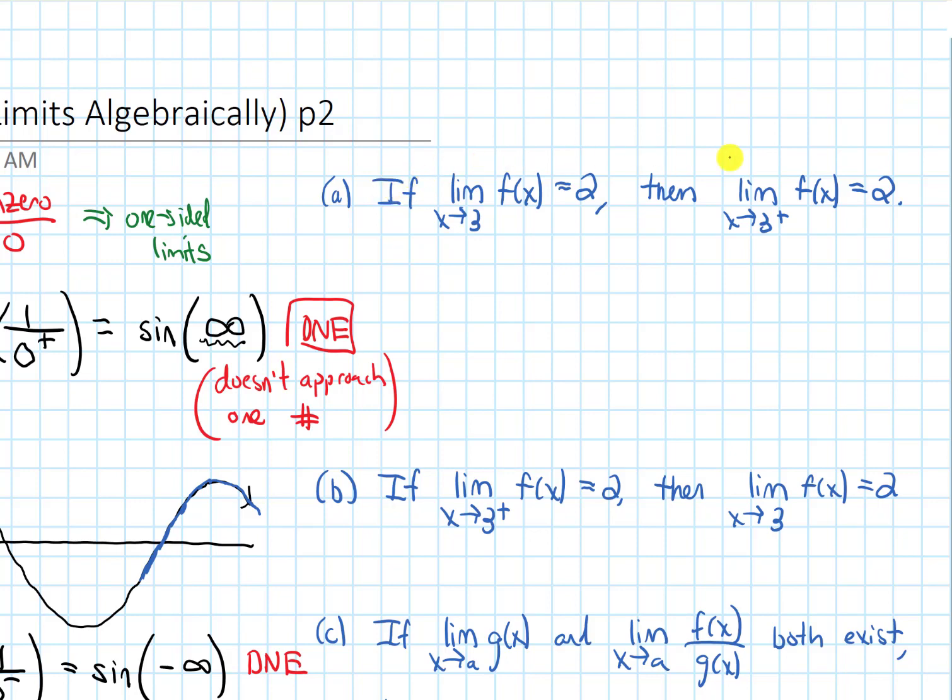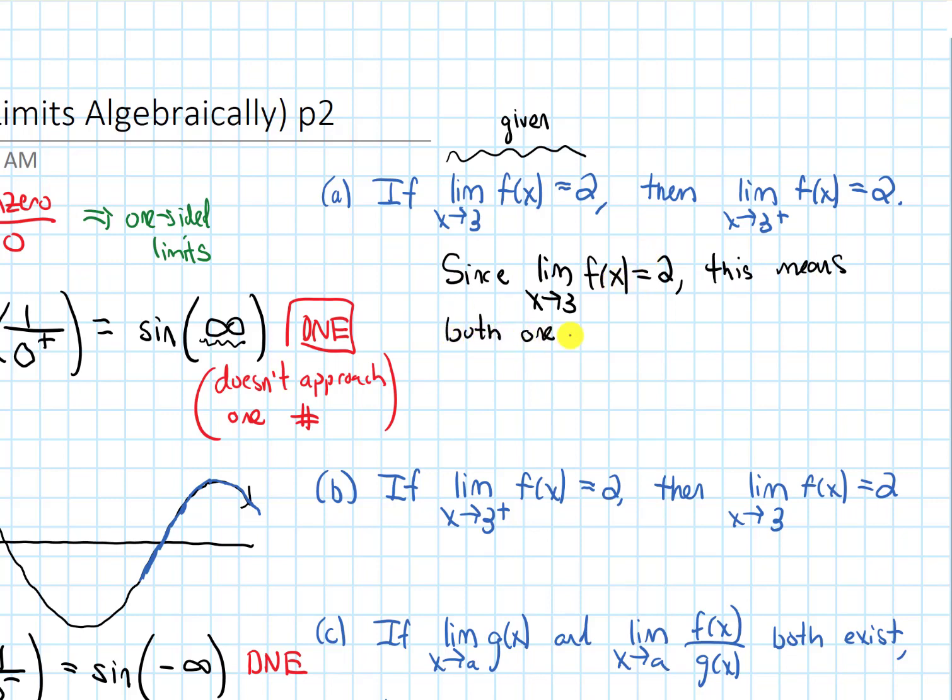So we saw something pretty similar to this in our lectures, but in the reverse order. What we're given here, the if portion, is that the limit as x approaches 3 of our function is 2. So this overall limit, or this two-sided limit, is 2. Since that's the case, this means both of the one-sided limits need to be equal to 2. Both one-sided limits, I'll abbreviate lims, equal 2.